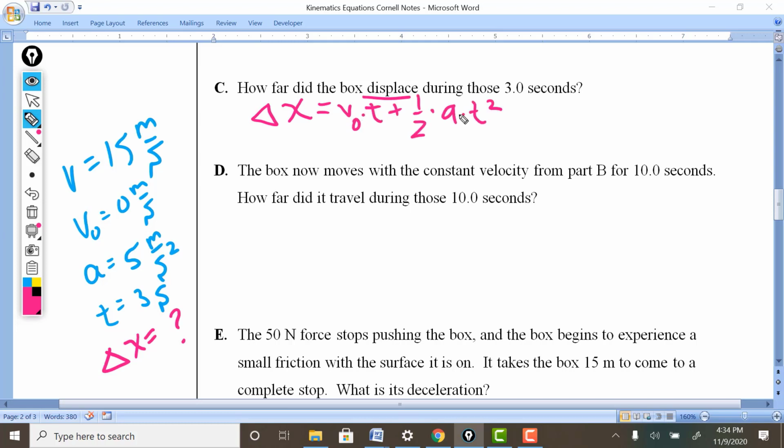I'm going to use this one because, one, I'm looking for displacement, and this is already solved for that. And two, with v naught being 0, this term cancels out. So it's kind of convenient, kind of simple.